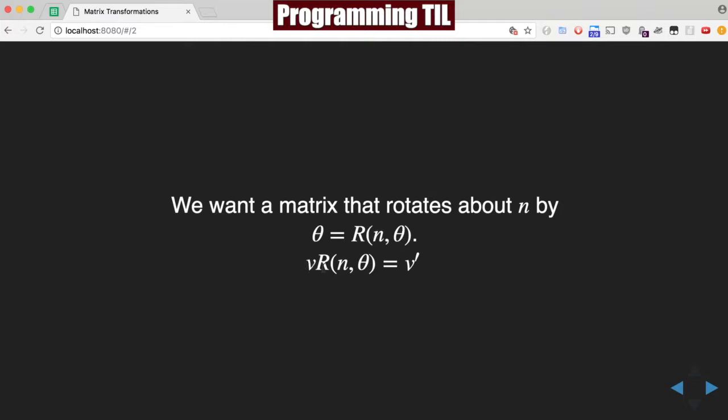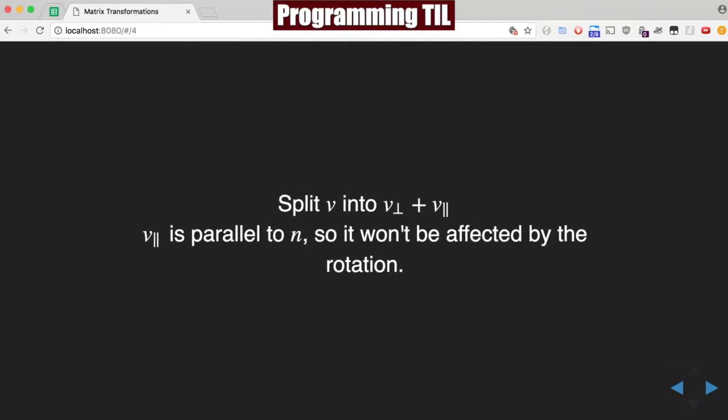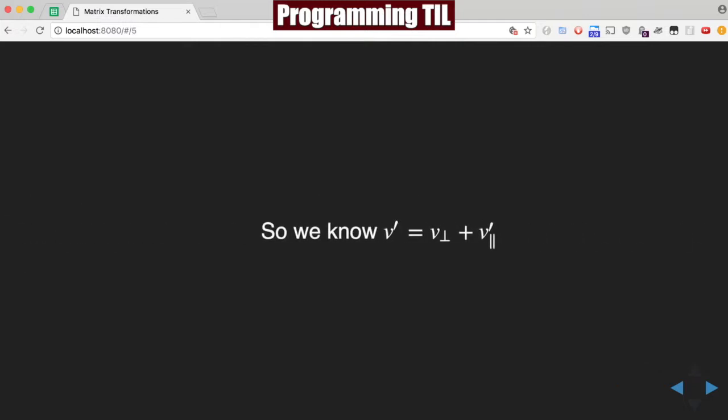So we're going to have the vector v and then R(n, theta) v is equal to v prime. So we're going to be trying to compute v prime given some matrix; we're going to figure out what that matrix looks like. To simplify, we're going to solve the problem in the plane perpendicular to n. That'll make things a lot easier. So first recall you can split v into two different vectors, v perpendicular and v parallel. V parallel is parallel to n, obviously, so it won't be affected by the rotation. So due to that, we know that v prime is equal to v perpendicular plus v parallel prime.